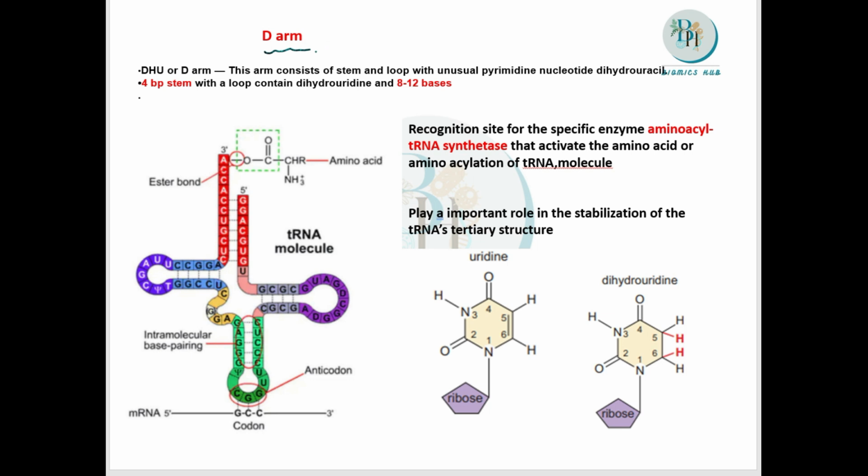Now we will see the D arm. Why is it known as the D arm? D stands for dihydrouracil. First of all, we have to understand the difference between uridine or uracil and dihydrouridine. We can see here there is a ribose sugar which binds with this uridine. The bond between the ribose sugar and this uridine is at the first position, with nitrogen. But after certain modifications, there are two hydrogens present at carbon 6 and carbon 5. These are the extra two hydrogens which are present.